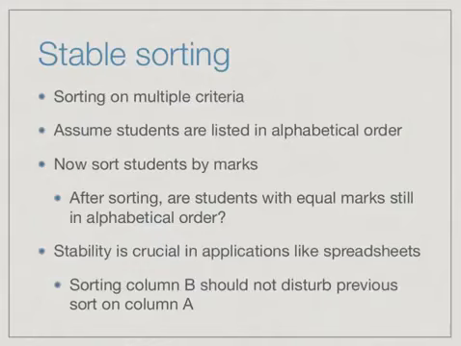So what this amounts to saying is that if we have two items in the original list which are equal, then they must retain the same order as they had after the sorting. So I should not take two elements that are equal and swap them while sorting. And this would be crucial when you're using something like a spreadsheet, because if you sort by one column, you don't want to disturb the sorting that you did by another column.